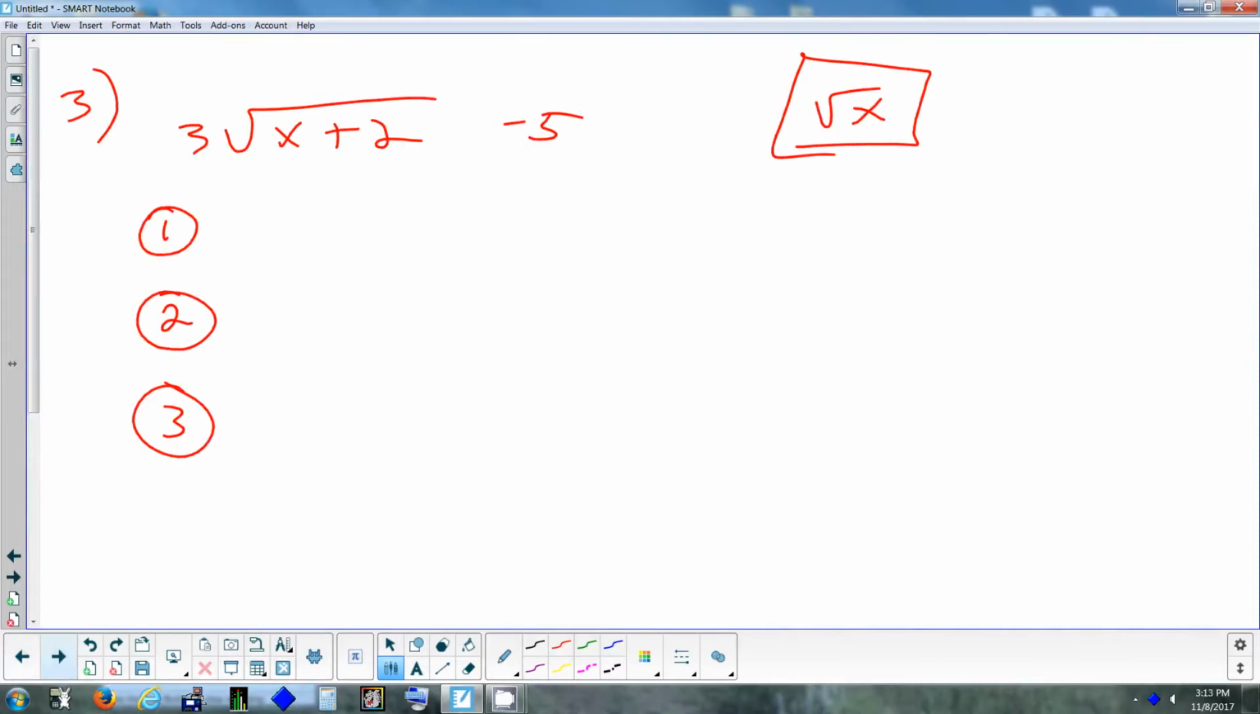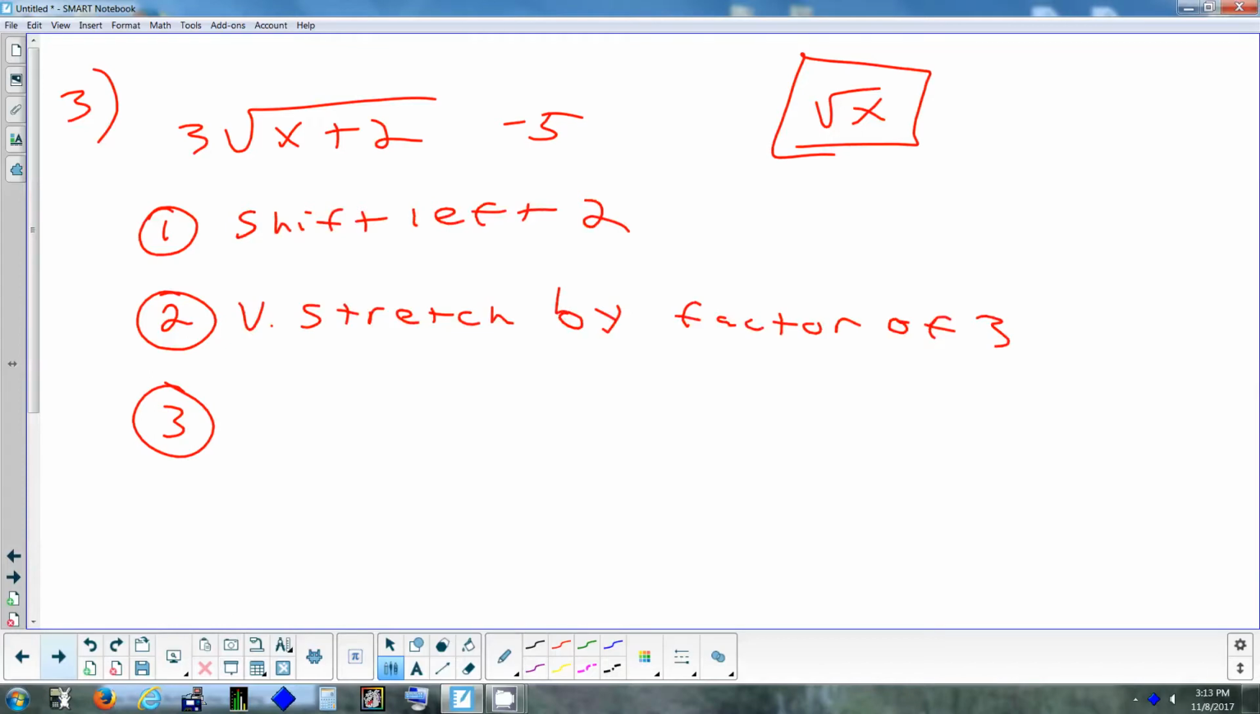And Rebecca, could you tell me the first number that I would focus on? The +2. Yep, the +2. And Tessa, what's the +2 going to do? Well, it shifted left 2. Yep, it's going to shift left 2. The next thing we're going to look at is the 3. What's the 3 going to do? Stretch it vertically. Yep, by how much? 3. Yeah, so vertical stretch by factor of 3.